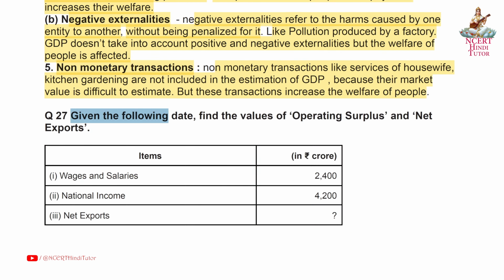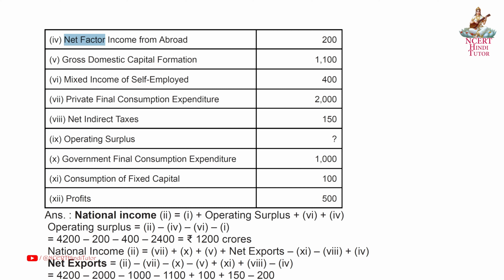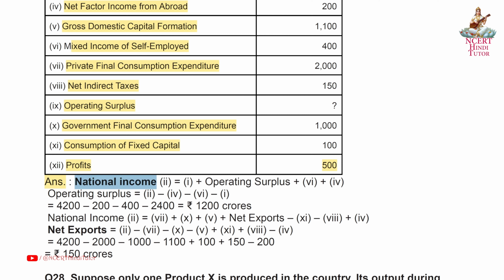Question 27. Given the following data, find the values of operating surplus and net exports. Items. First, wages and salaries in crore 2400. Second, national income 4200. Third, net exports, which we have to find. Fourth, net factor income from abroad. Fifth, gross domestic capital formation. Sixth, mixed income of self-employed. Seventh, private final consumption expenditure. Eighth, net indirect taxes. Ninth, operating surplus. 10th, government final consumption expenditure. 11th, consumption of fixed capital. And last, profits.